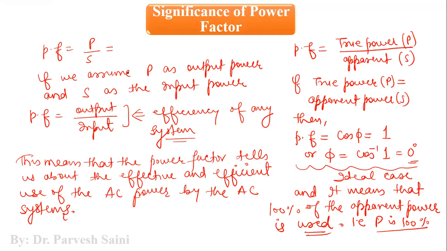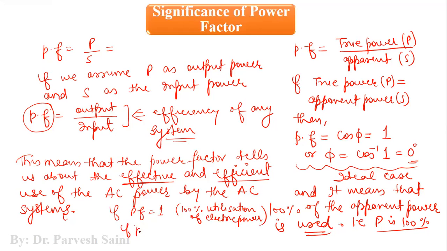So more or less we can say that the power factor tells us about only one thing, and that is whether the power is effectively being used or not. If power factor is equal to 1, it means 100% utilization of electric power.